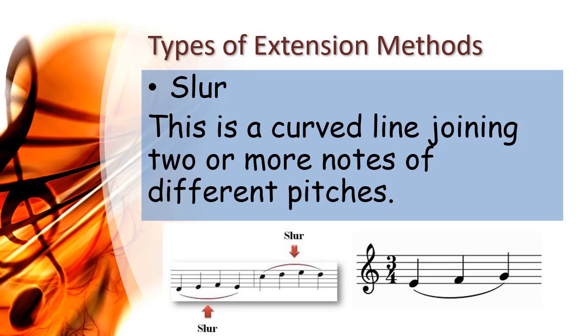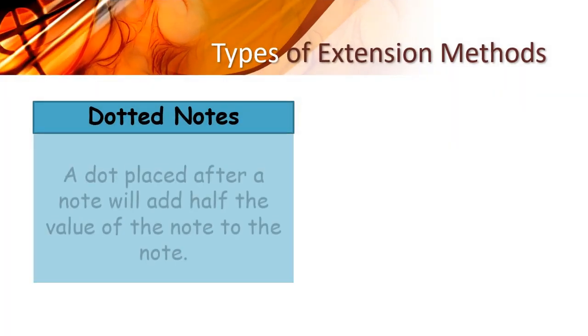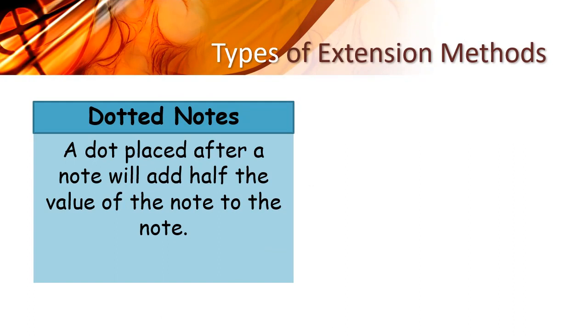Now, like we have it in the tie, the slur curve, the curved line, could be pointing upward or it could be pointing downward. It is a slur. Now let's take the third one, which is the dotted notes. Dotted notes refers to a dot that is placed after a note, and what that means is that the dot will add half the value of the note to the note.